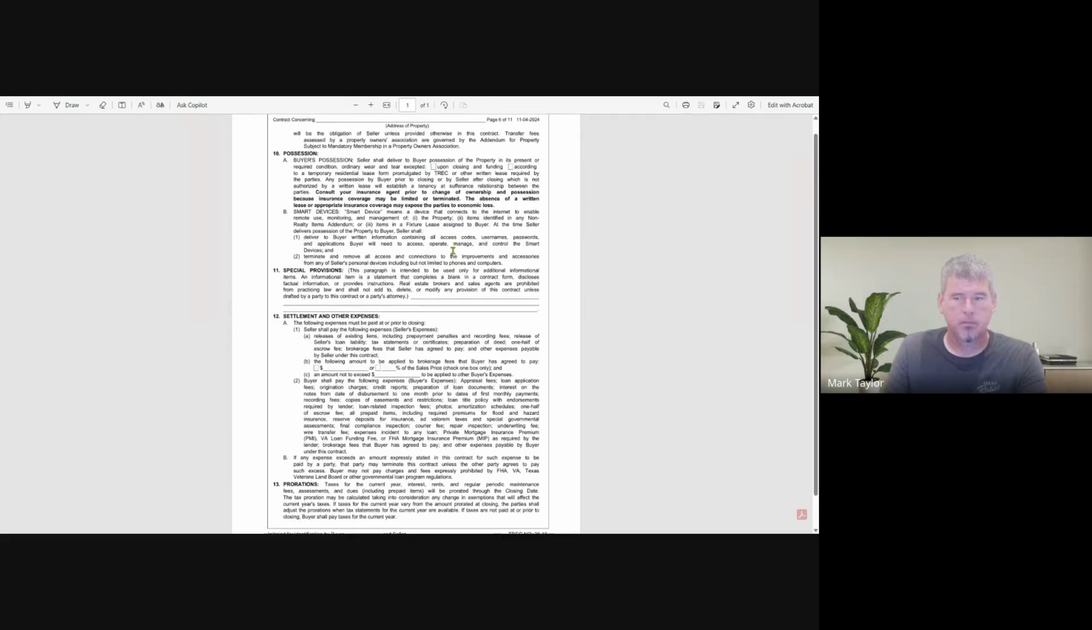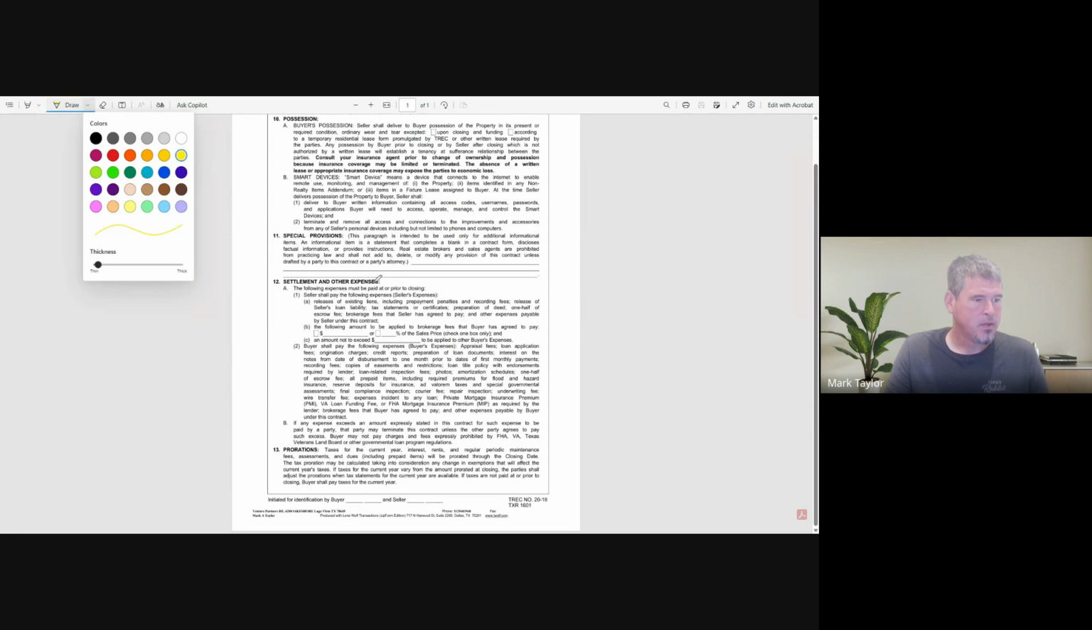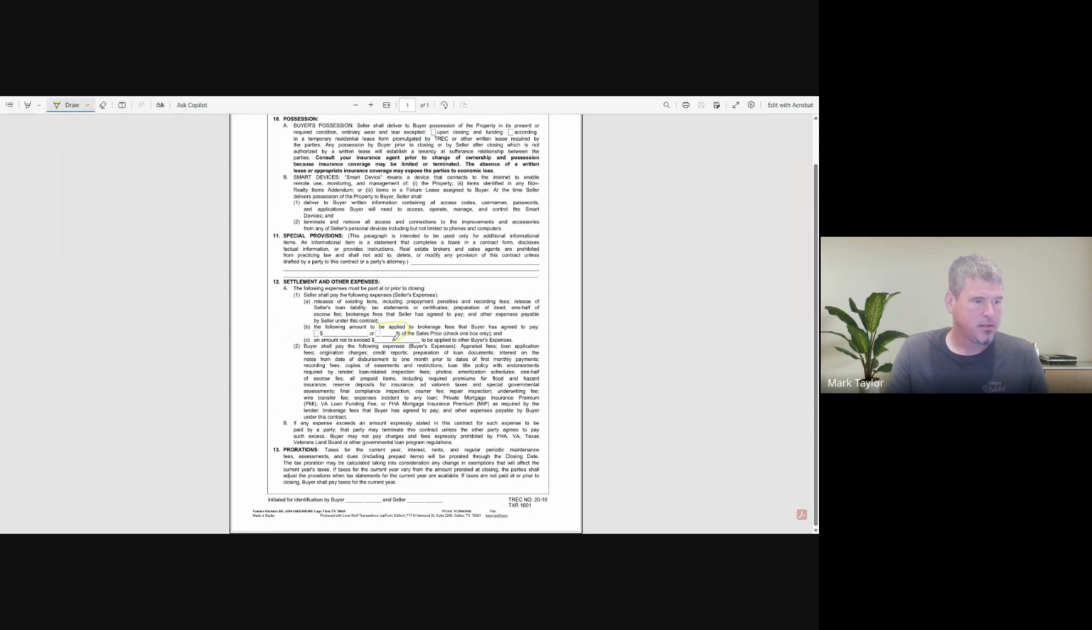So the first thing that I want to go over is commissions. I'm seeing commissions put in all over the place. At the end of the day, your commissions are pretty much always going to go right here in this line, paragraph 12A, subsection B. It kind of reads confusing, but if you read that, it says these are seller expenses. So you're asking the seller to pay for your commission right here.